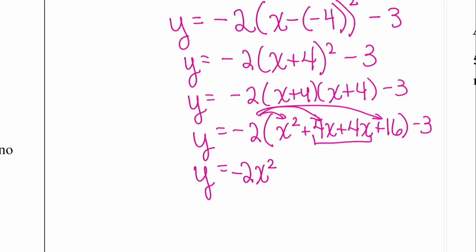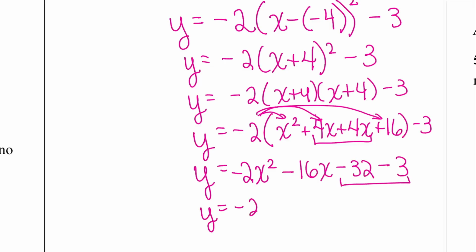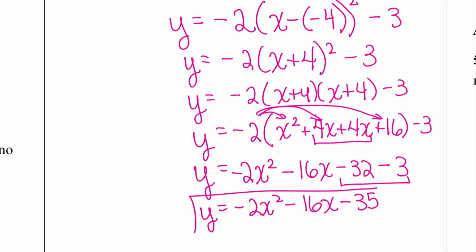Okay, 4 plus 4 is 8 times negative 2 is negative 16x, and negative 2 times 16 is negative 32, and then we have minus 3. Now we can combine these. So our final answer in standard form is going to be negative 2x squared minus 16x minus 35.